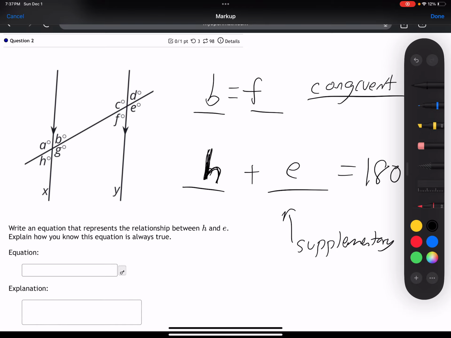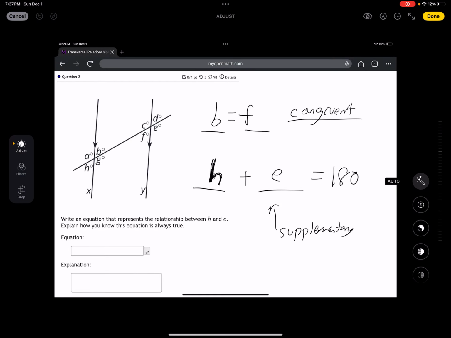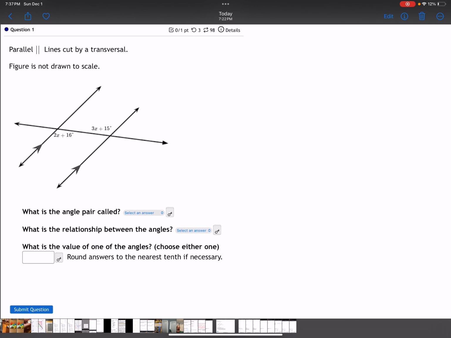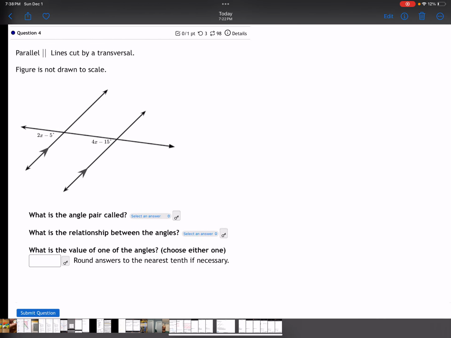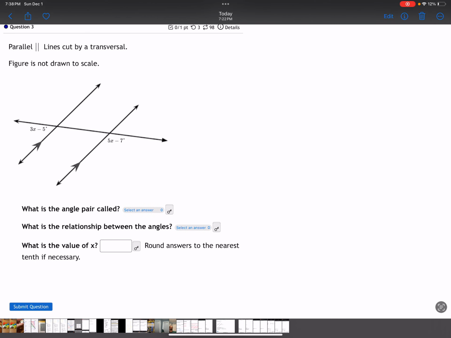All right, let's look at something else. We're going to look at some parallel lines cut by a transversal. What is the angle pair called? What's the relationship? And what is the value of one of the angles? I'm going to show you how to set these equations up and how to solve them. So we'll do 1 here and 1 here. Questions 1 and 3. Actually, I'll do 5. But anyway, we'll do 3 and 5.